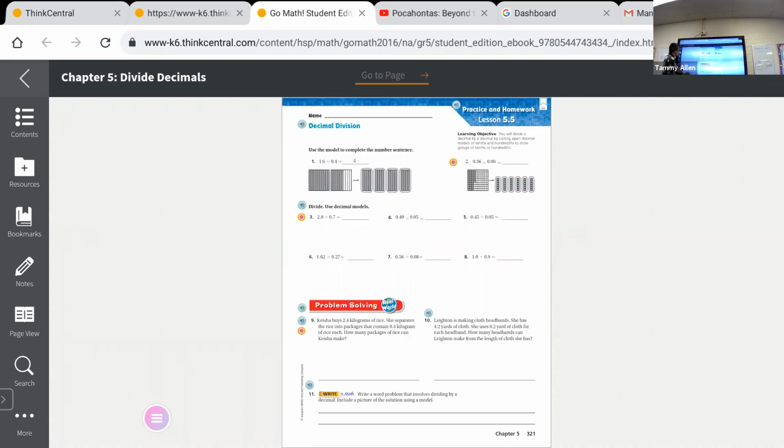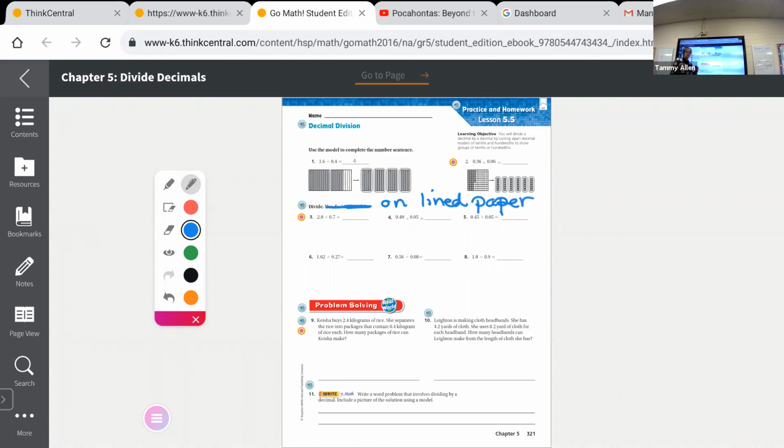Okay, on page 321, you may cross out the direction of using a model. Okay? I want you to do your work on lined paper. Make sure you number your problems neatly. Okay? You may cross out number 11. You may cross out number 2. So it's 3 through 10 on page 321.